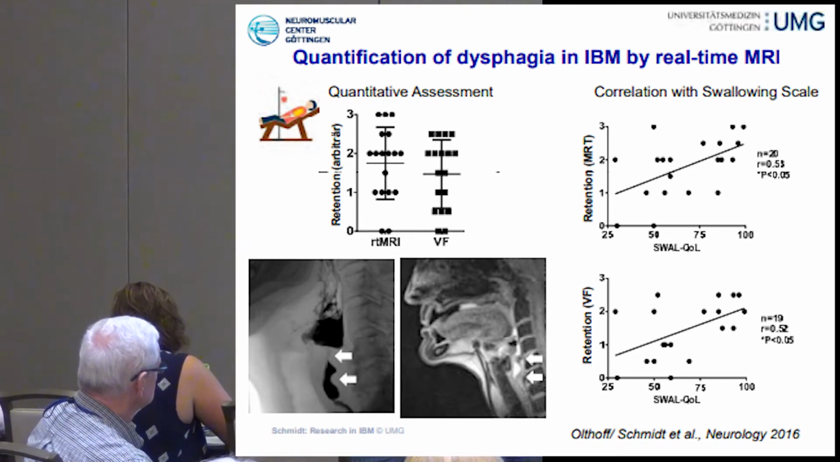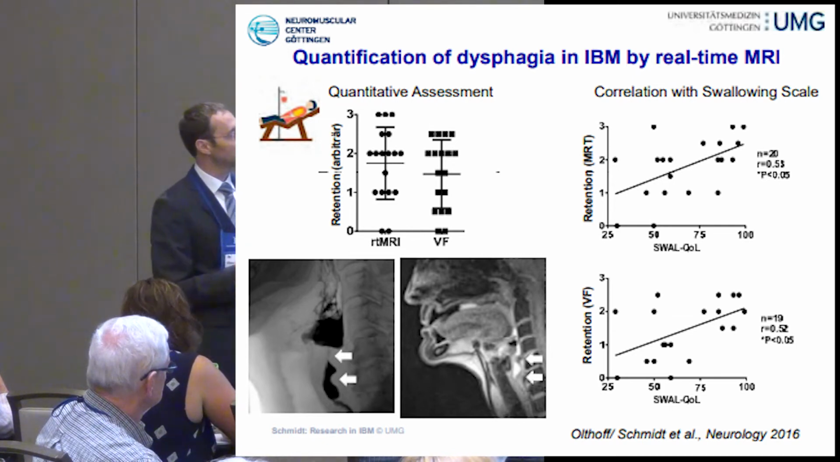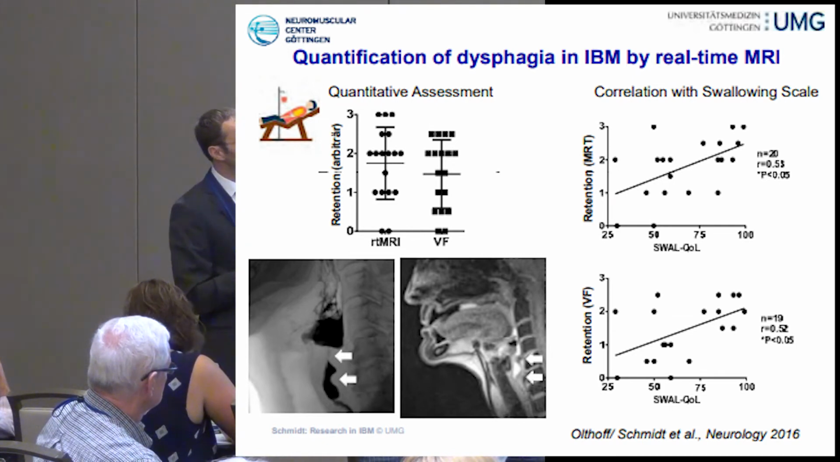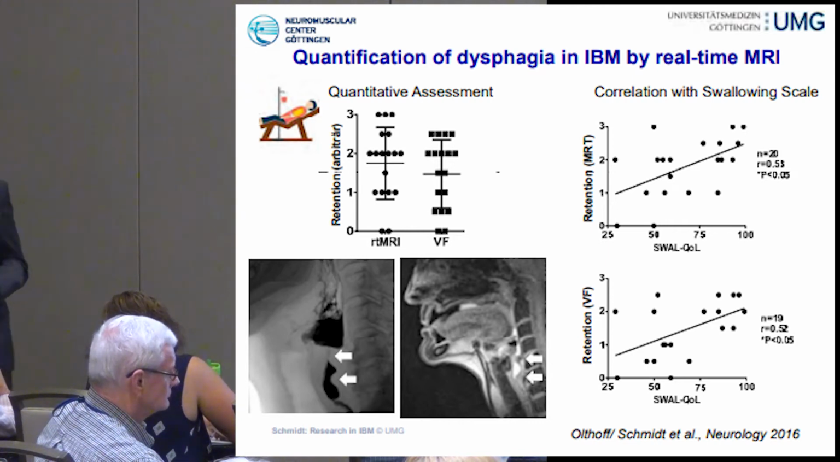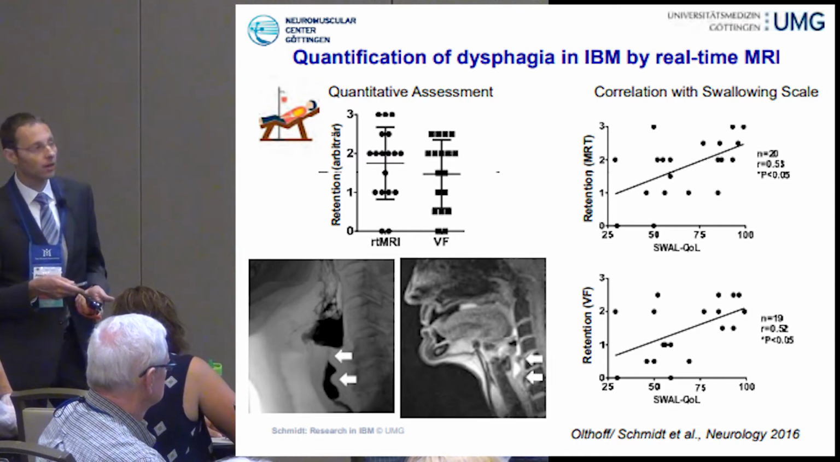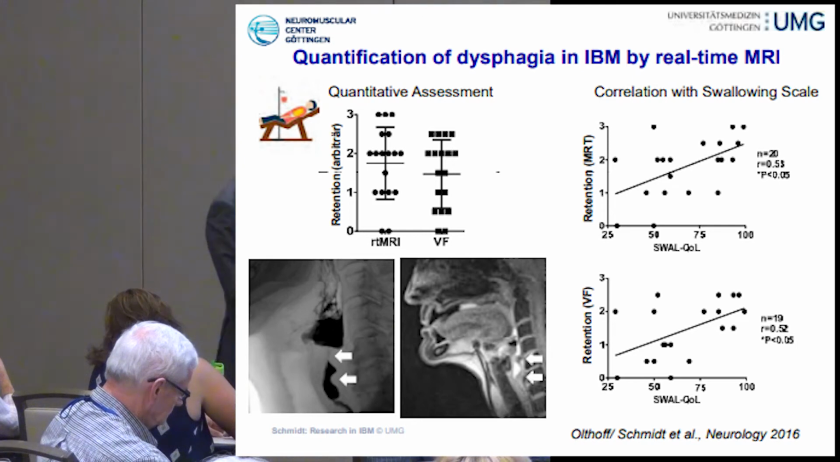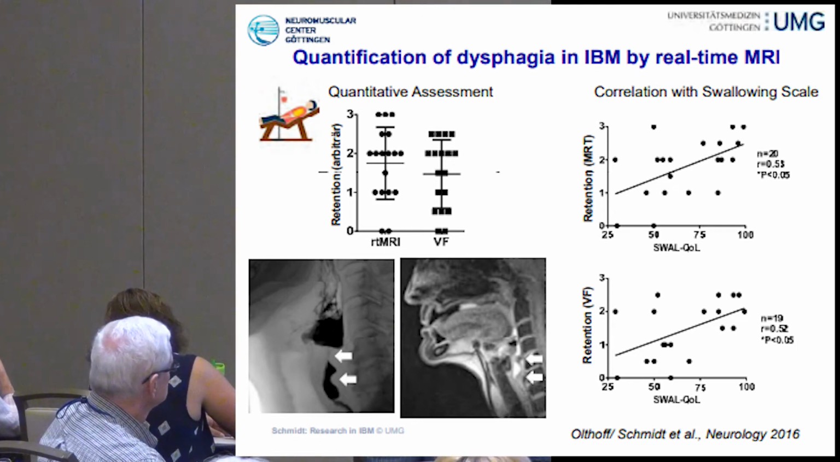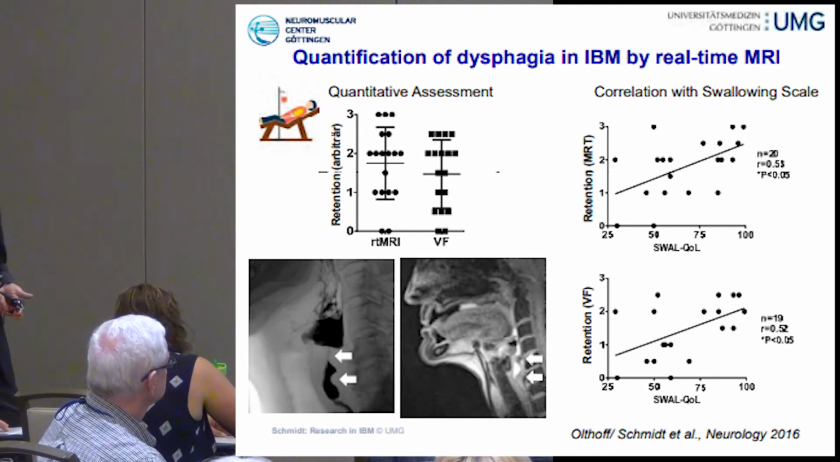So we did a study, and this was published in 2016, where we compared the current gold standard video fluoroscopy with the real-time MRI, and we could clearly show that the MRI was sufficient to pick up the swallowing impairment in IBM, and that it correlated very well with the swallowing scales in IBM. So we feel that this is an interesting tool, and we're currently working on subsequent studies to provide more data for it.